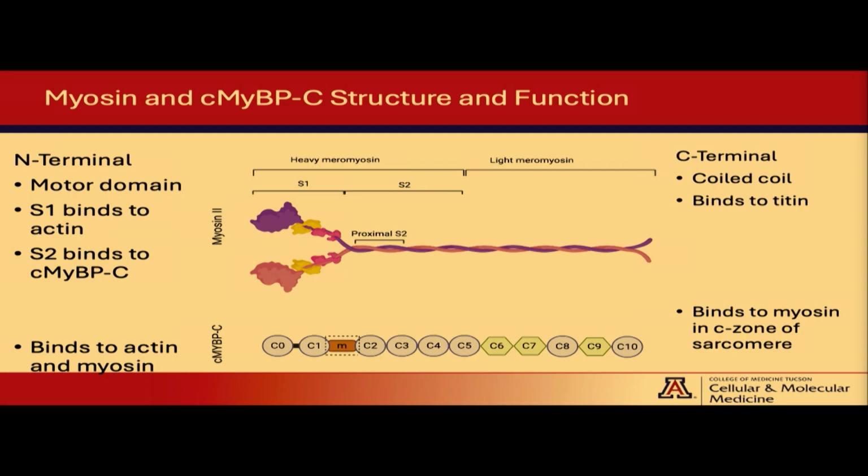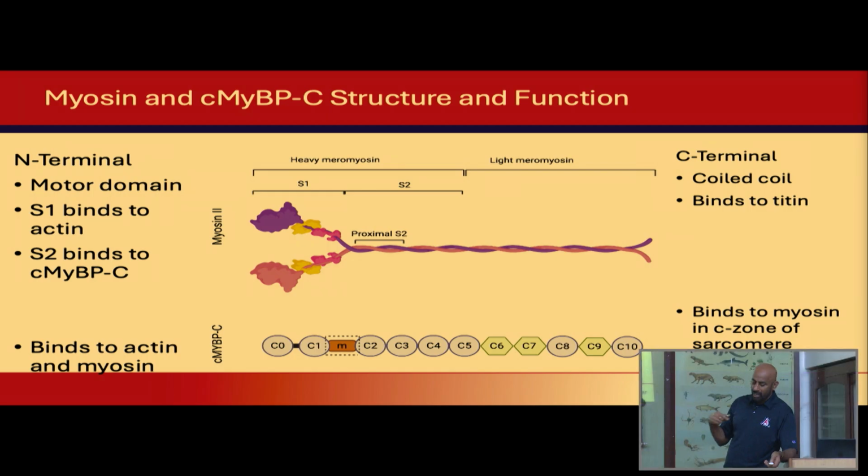So here is the structure of these two major proteins, myosin heavy chain and myosin binding protein C. This is the motor protein. Myosin is always like a heterodimer. They always have two different proteins. So the head region, and then we have the proximal S2 region, and then the light meromyosin region.